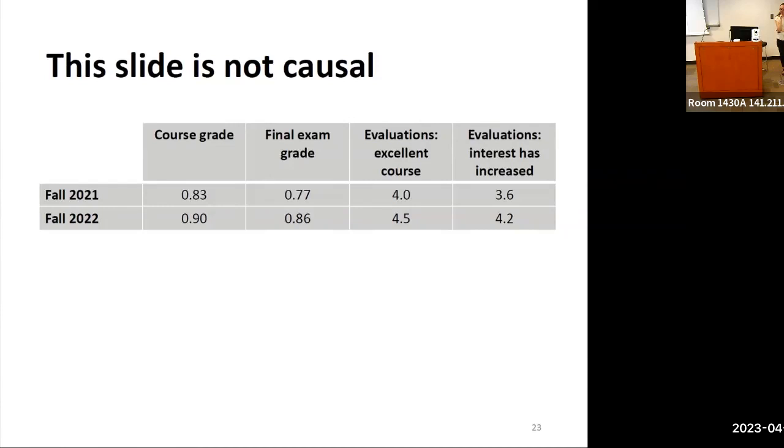And evals went up. What I was most excited about was that on evaluations, there's that question, my interest in this subject matter has increased as a result of taking this class. And so in 2021, I had a 3.6 out of 5, which is kind of depressing. Like, we just spent 3 months talking about stuff, and the median student, like, math doesn't really care more than they did at the beginning of the semester. But in the most recent year, it was a 4.2 out of 5, which suggests to me that when they say in their evaluations that they're curious and they want to know more, that they really mean that.